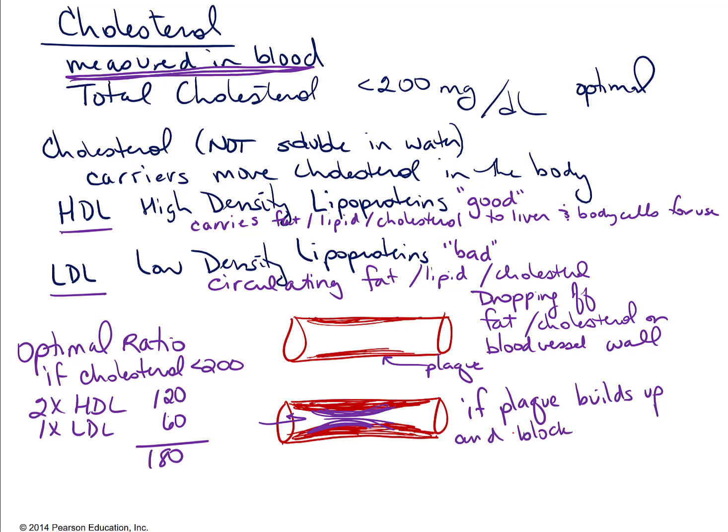So if this plaque builds up and blocks the vessel, what if this buildup occurs in the small arteries that supply the brain? Stroke. Okay, so you can end up having a stroke because it totally blocks it off. No blood goes past those brain cells then.